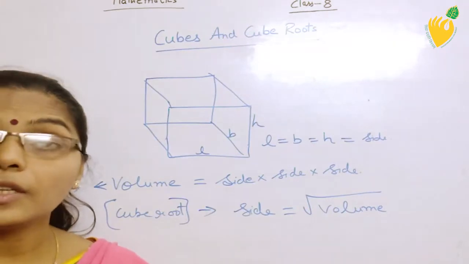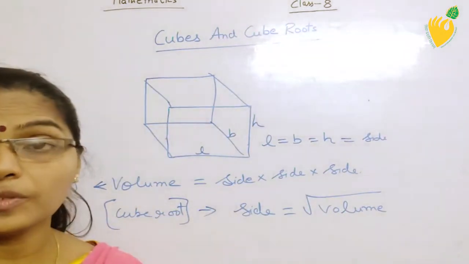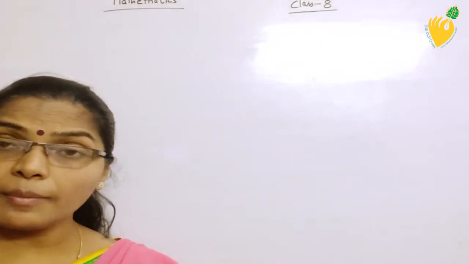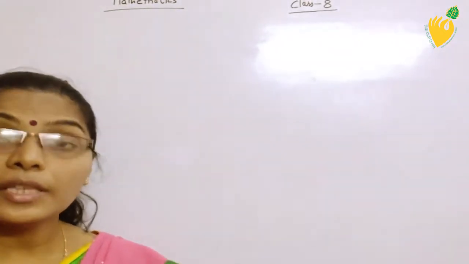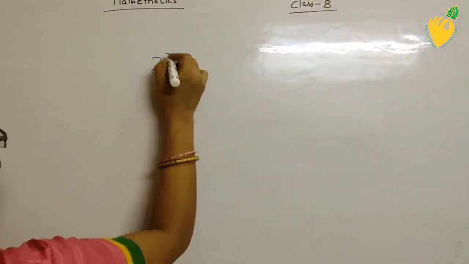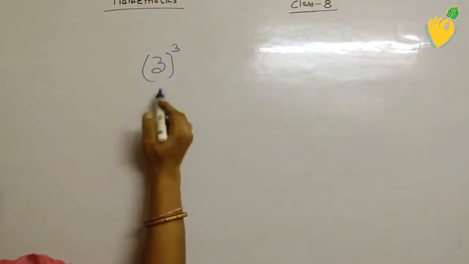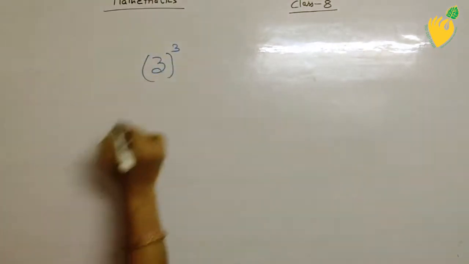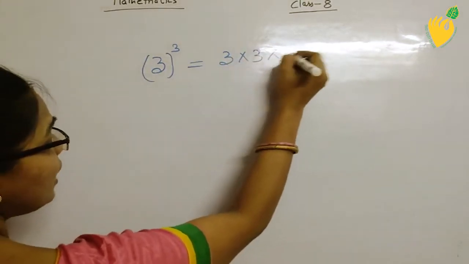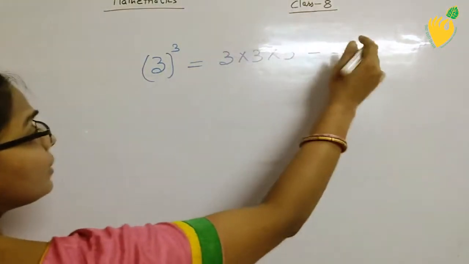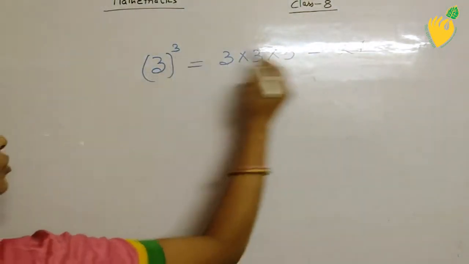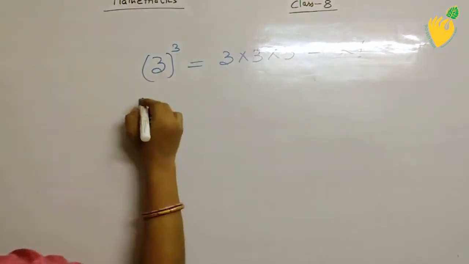Let's first study the properties of the cubes. So students, what is a cube of a number? A number raised to the power 3. You can write it like this: suppose you have to find 3 cube. 3 raised to the power 3. You have to multiply 3 three times. Whatever be the resultant number, that will be 27. So 3 cube is 27. 27 is the cube of 3.